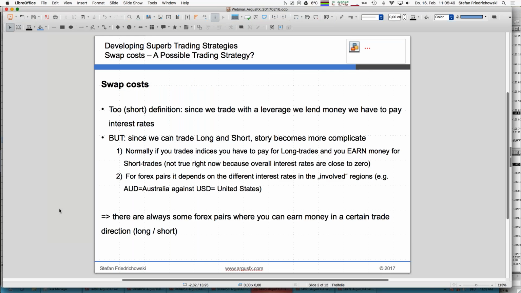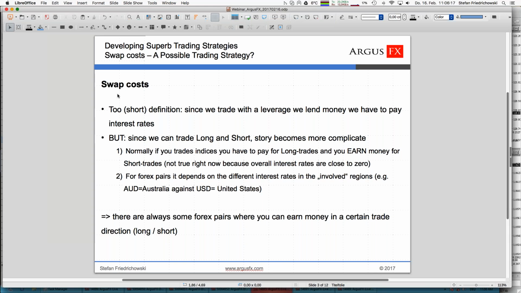So, swap costs. I just want to introduce once again that kind of topic. That's one slide from the previous webinar a couple of weeks ago, just as an introduction so that we know what we are talking about here. In general, swap costs appear and you will find them in your account.